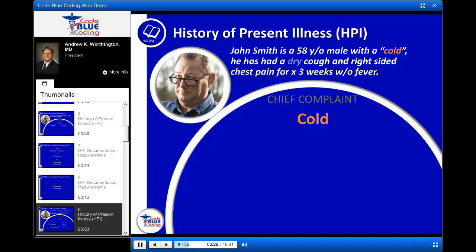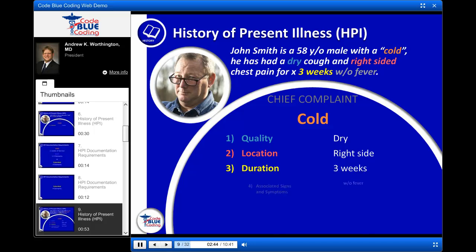The first is dry cough, assigned to the element category quality. The second element is right-sided, assigned to the element category location. The third element is 3 weeks, assigned to the element category duration. The fourth element is without fever, assigned to the element category associated signs and symptoms. We can see that we have 4 separate HPI elements, thereby meeting the requirements for an extended HPI.